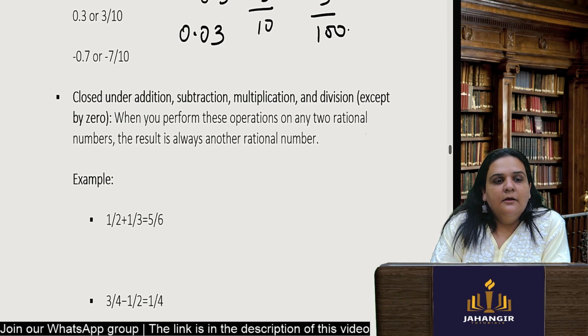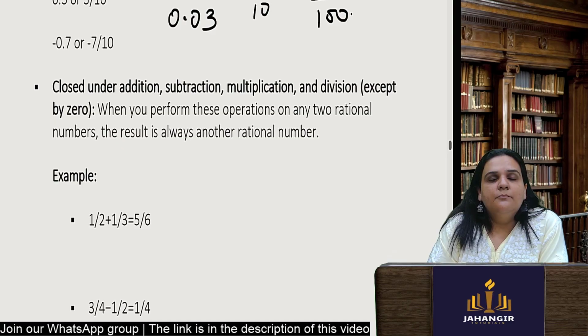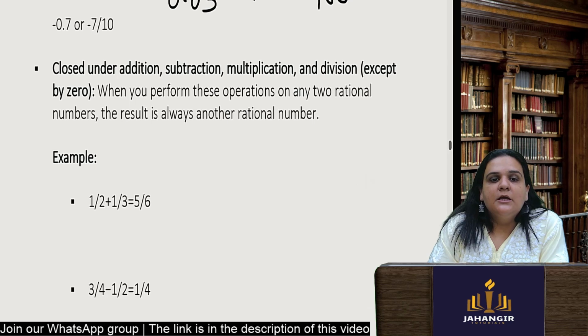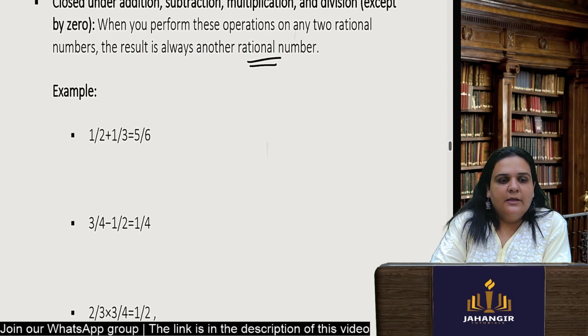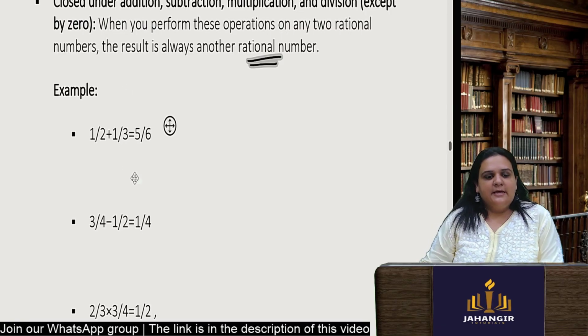Okay. Now, what are the properties under addition, subtraction, multiplication and division? For division, 0 should not be there for a rational number. When you perform these operations on any two rational numbers, the result will always give you another rational number. So, now let's solve this. We will just solve these examples.